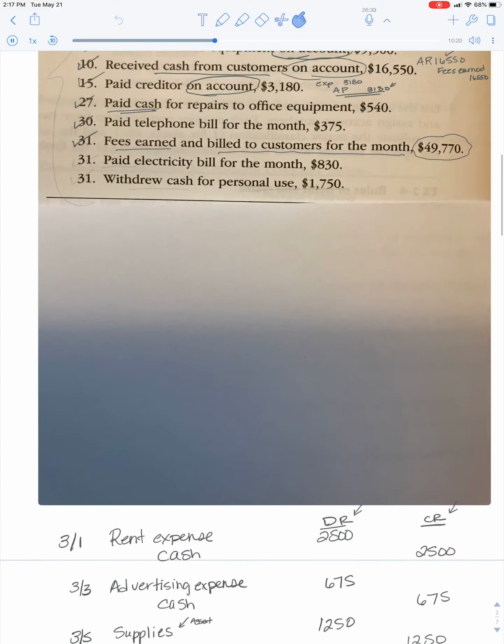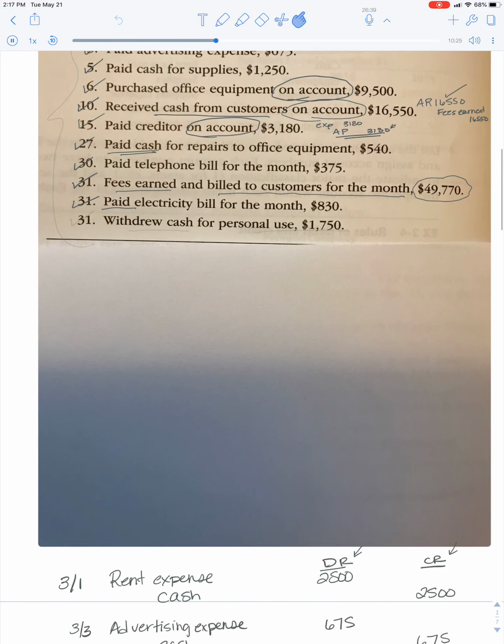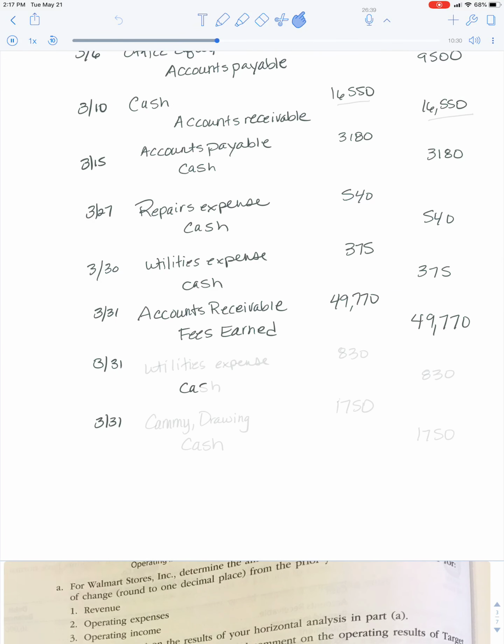On the 31st, we paid an electricity bill. So paid is an indicator that we use cash here. So you can credit cash for the amount we paid. Cash went down. And then utilities expense is our debit.